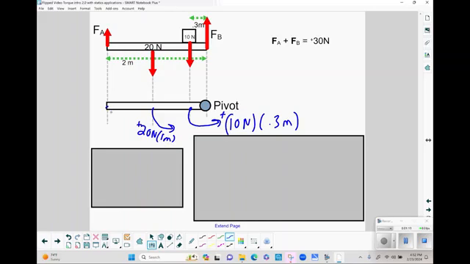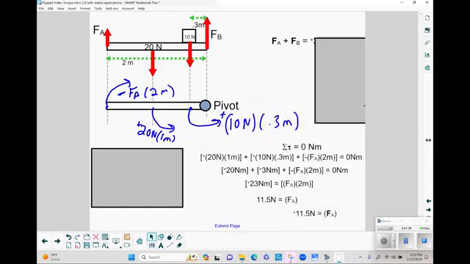FA, lifting upward, would go in a clockwise direction. So that would make this a negative torque in this case. So FA times its distance of 2 meters from the pivot. With my diagram, I can now set up my torque equation.